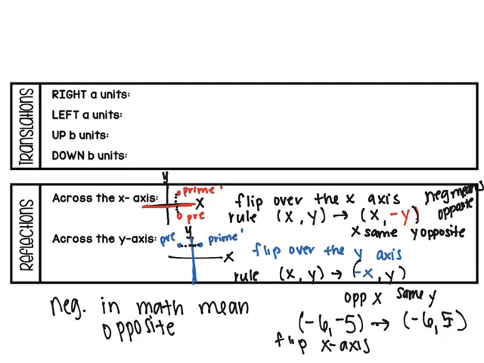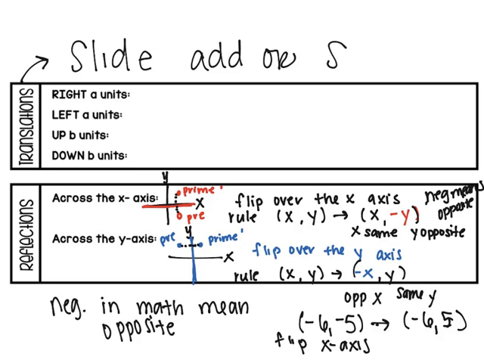Now let's look at our translation. Translations are a slide. We are adding or subtracting. So again, it's just a simple slide, left, right, up or down. Now you're going to notice that we're using these variables here. And so we've got a right slide or a left slide. So these two, right and left, are specific to the x-axis, and up and down are specific to the y-axis.